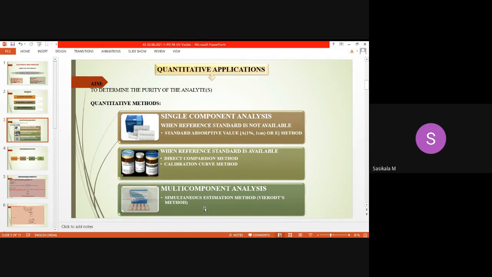Then let's move on to multi-component analysis. If a single dosage form has more than one active pharmaceutical ingredient in it, whereas single component analysis has only one, then we need to go with multi-component analysis. So what is the method for multi-component analysis? Only one method is available, called the simultaneous estimation method. Simultaneous means simultaneously.